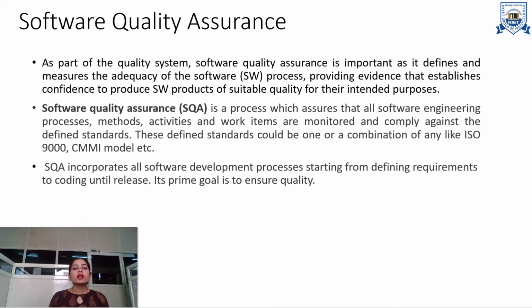So basically, software quality assurance is a process which assures that all the software engineering processes, methods, activities and work items are monitored and comply with the defined standards. There are certain models which have been made in order to ensure the software quality, and some of them are ISO 9000 and the CMMI model, which is the Capability Maturity Model. These are all standard models used to ensure software quality.